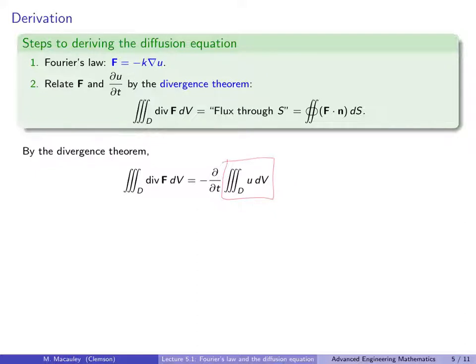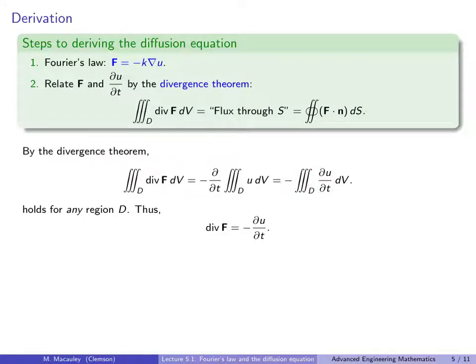Now, this integral is with respect to x, y, and z position, and so we can just move this d/dt inside and attach it onto the u. So this is just negative times the integral of du/dt over the whole region D. And that holds for any region. In other words, since the integral of the divergence of f equals the integral of negative du/dt over any region D, then those things must be the same. In other words, the divergence of f has to be equal to negative du/dt.